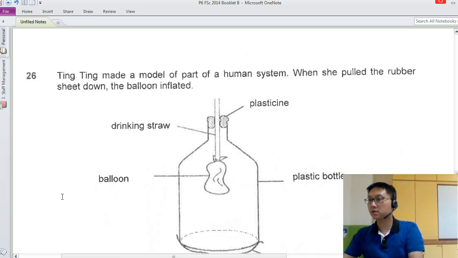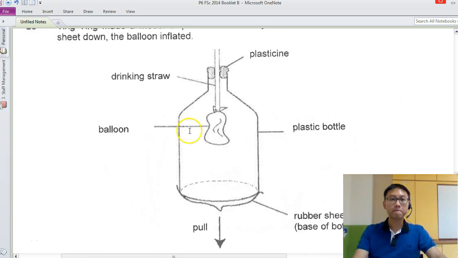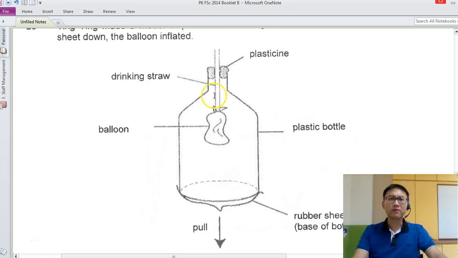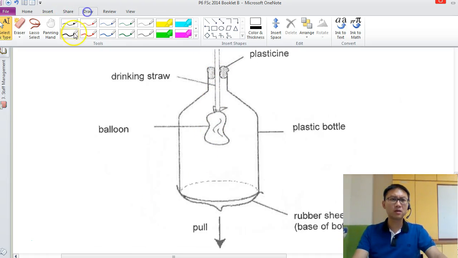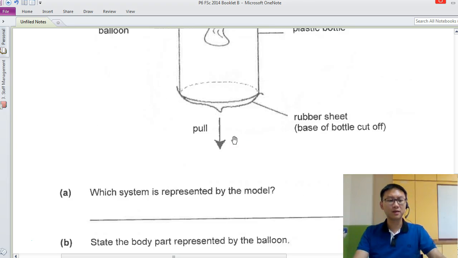Right, question 26. Now let's make a model of a part of a human system. When she pulled the rubber sheet down, the balloon inflated. Okay. So basically, which system is represented by the model? What do you think? I have this drinking straw here, this balloon, this rubber sheet, and a bottle. What do you think it represents? Yeah, this represents your respiratory system.